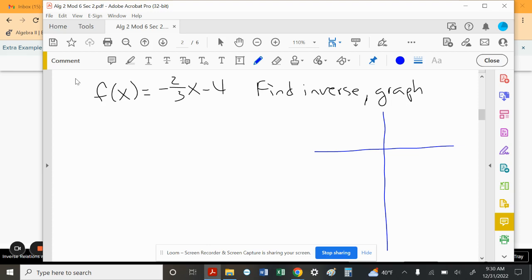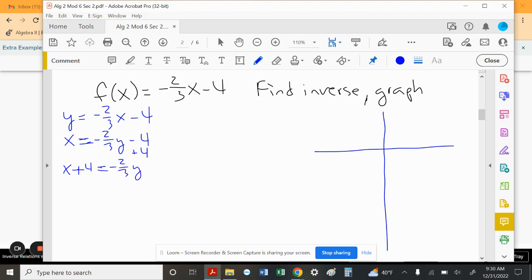So first, we have our function here. Very first step, we say that y equals negative 2/3 x minus 4. That's step number one. Step number two, we invert the x's and the y's, because remember, that's the rule of inverses: the x's and y's switch. The x's become y's and the y's become x's. And then our last step is we solve for y. So we're going to add 4 to both sides, so we have x plus 4 equals negative 2/3 y.